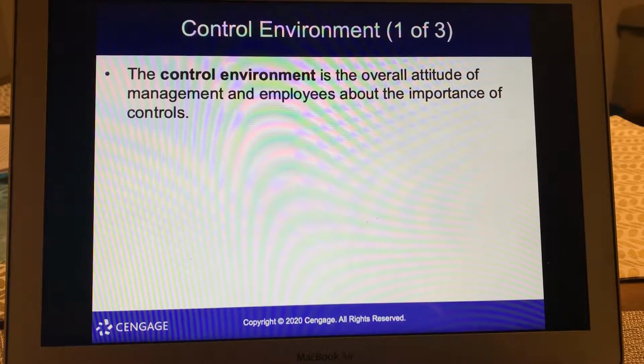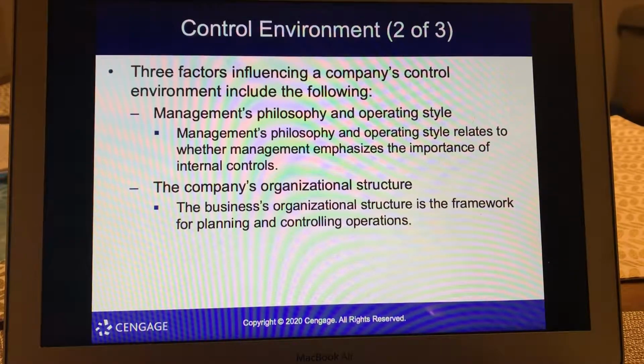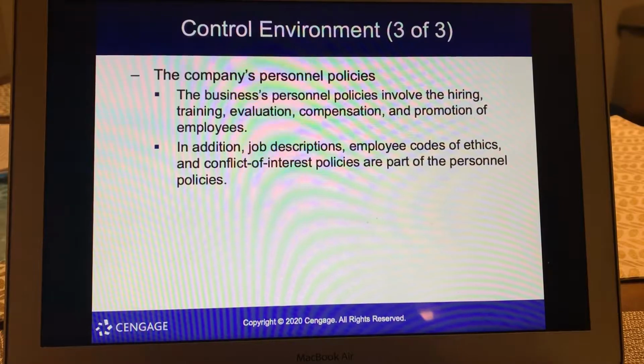The control environment is the overall attitude of management and employees about the importance of controls. Three factors influencing a company's control environment include the following: management philosophy and operating style, the company's organizational structure, and the company's personnel policies. Okay, so go ahead and take a look at those minor bullets.